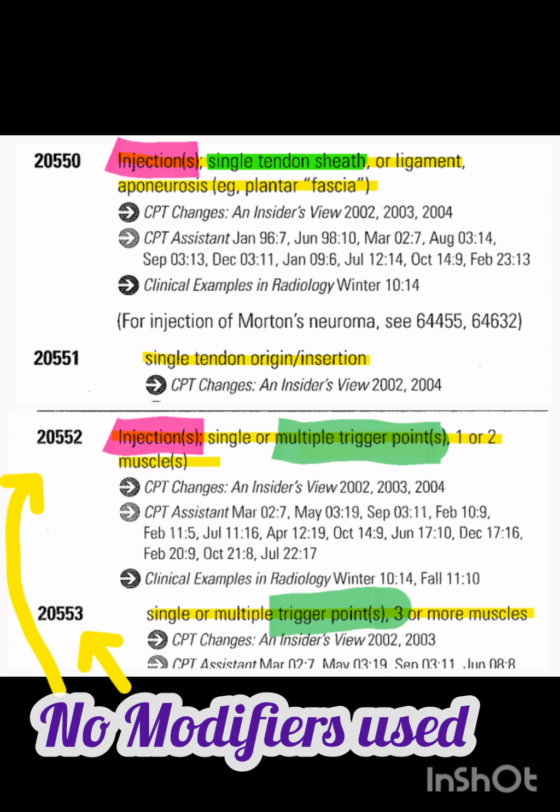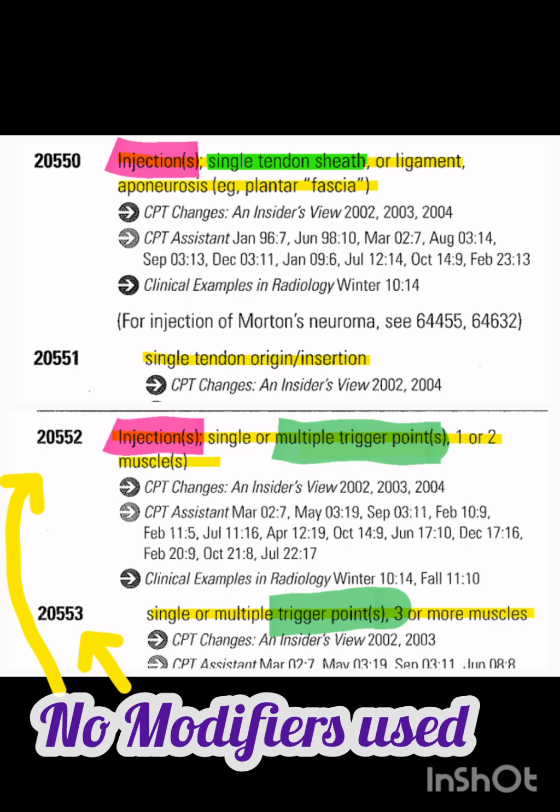And then 20552 and 20553 are injection of single or multiple trigger points, one or two muscles. So it is injection in the muscles, not in the tendon, not in the tendon sheath. So of course, it is not the treatment for trigger finger. What is it for? It is for myofascial pain. Like there will be knots or nodules in the muscles. Then we will code this series, 20552 and 20553, and we count muscles in it, not how many injections have been given. And for 20552 and 20553, we don't use any modifier.